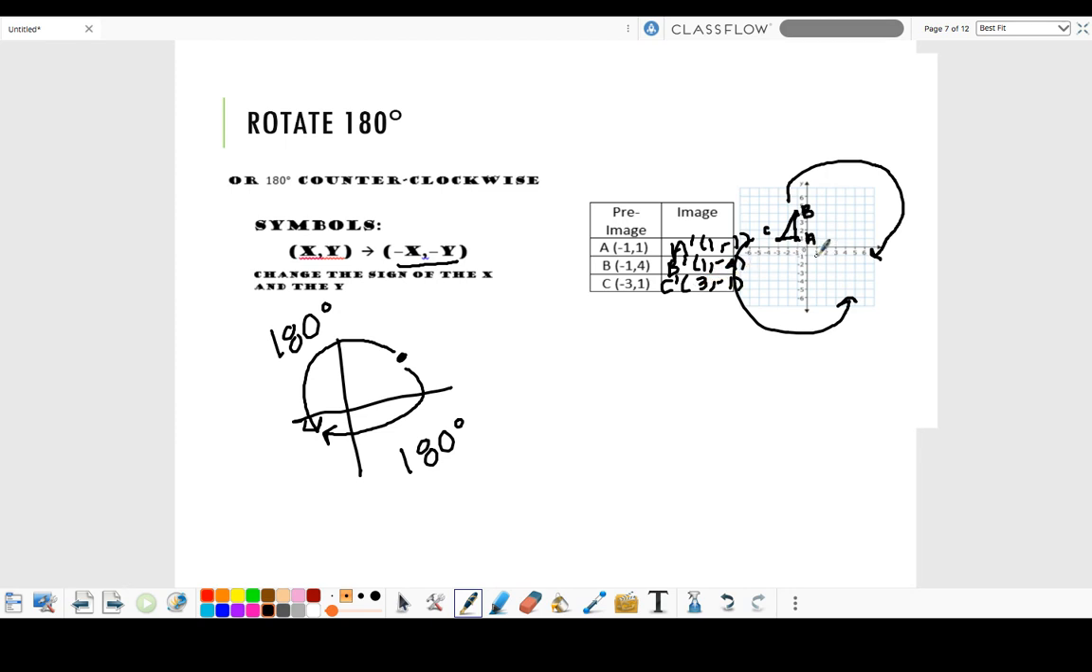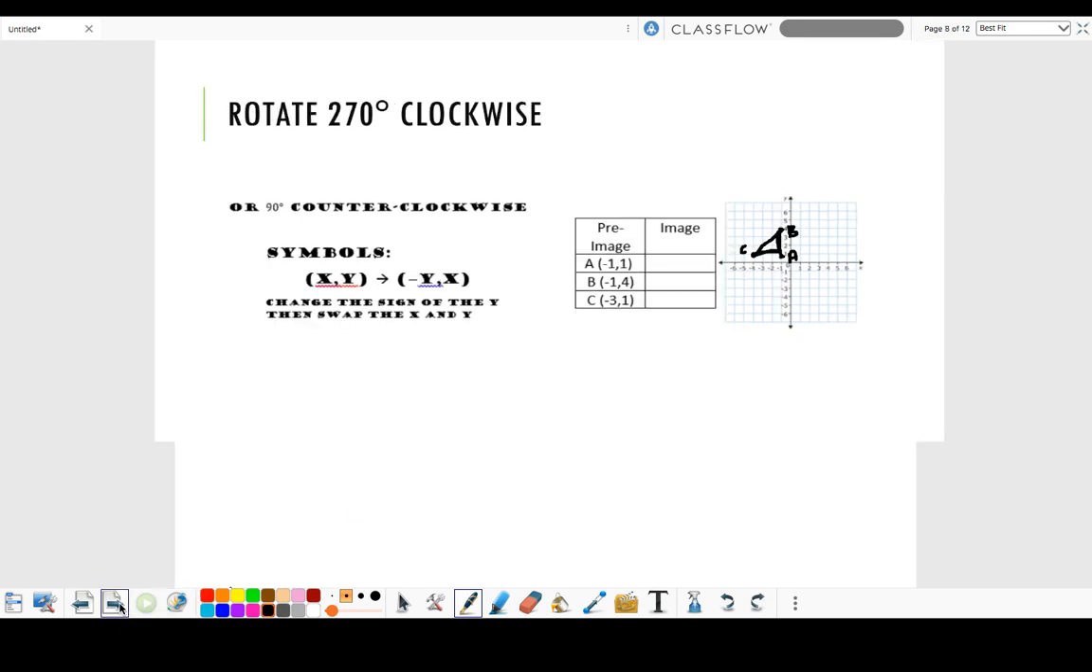So we have 1, negative 1 for our A prime. For B, then we're going to have 1, negative 4 for our B prime. And C is 3, negative 1, C prime, and then we connect those. And so our shape has been rotated around to give us that ordered pair, or that figure there.